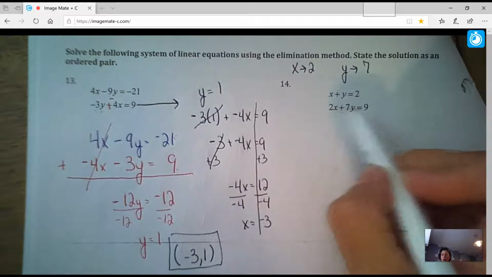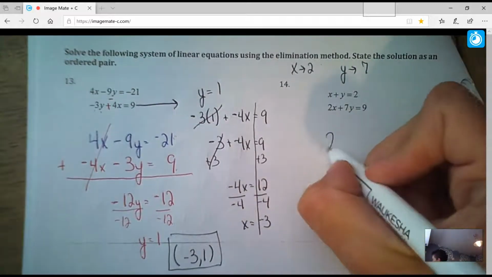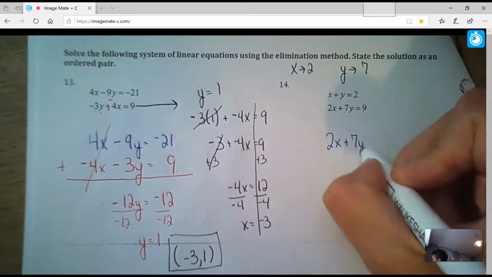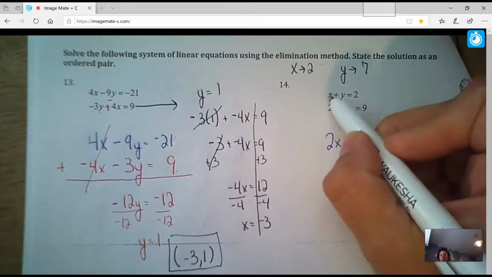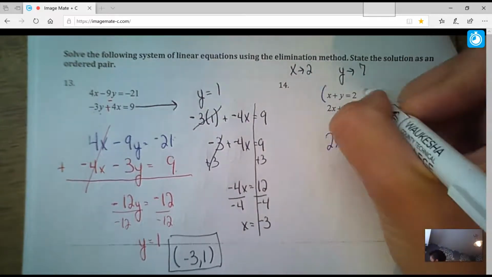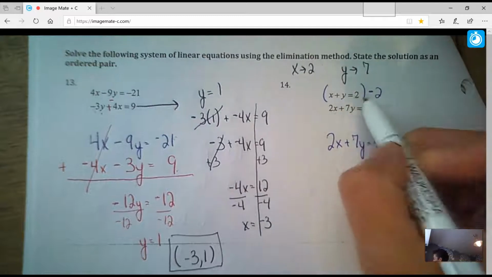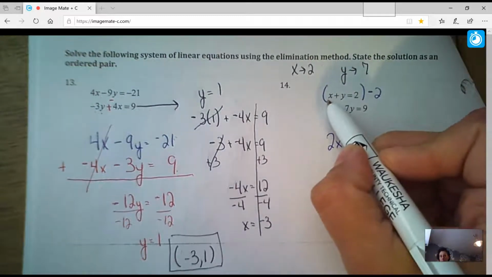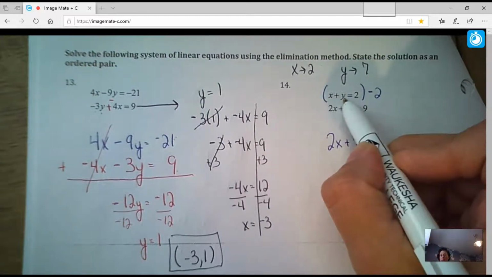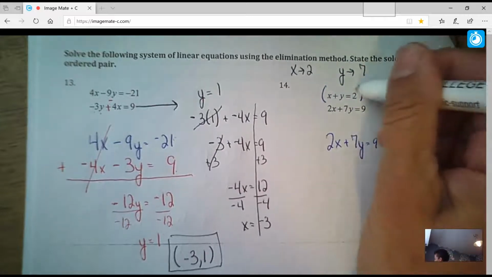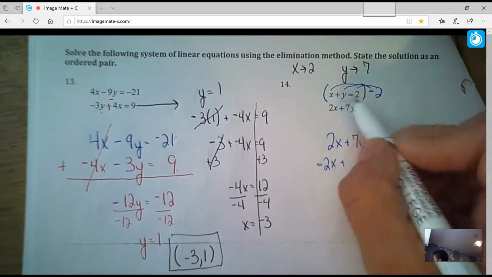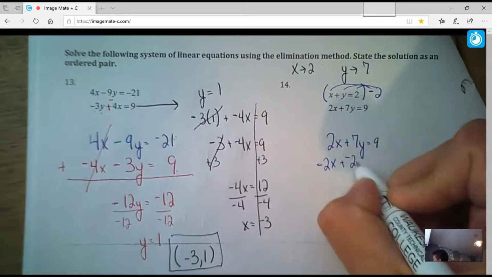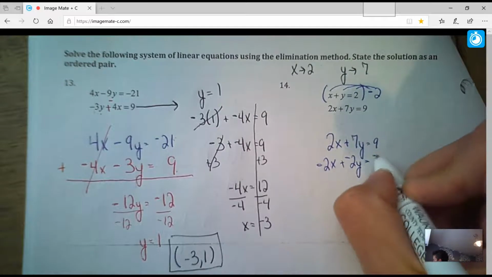So the bottom one already is 2x, so I don't have to touch that one. So I'll just rewrite it here. But what I can do with the top one, so that the x's eliminate, is turn this into negative 2x. And I'll do that by taking everything, every term, and multiplying it by negative 2. So multiply this by negative 2, this by negative 2, and this by negative 2. Just think of it as distributing to everything. So I'll get negative 2x. When that distributes in, I'll get negative 2y, and then I'll get negative 4.